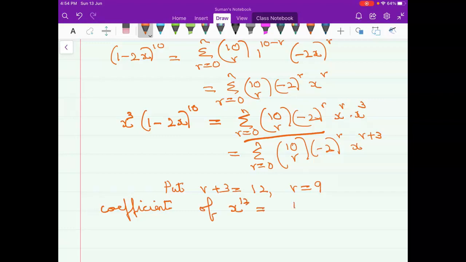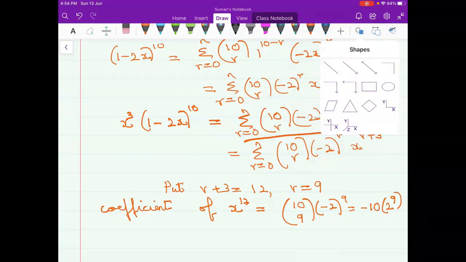would be 10C9 minus 2 raised to 9. 10C9 is 10 and that is minus of 10 into 2 raised to 9, because minus raised to an odd power is minus.